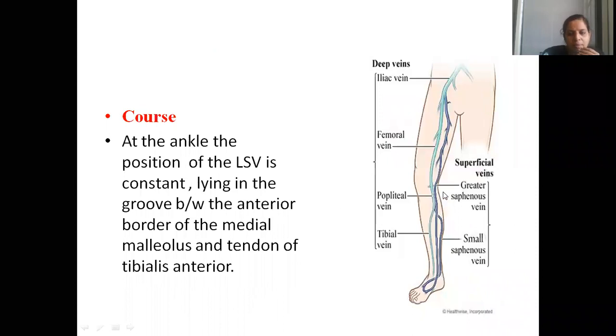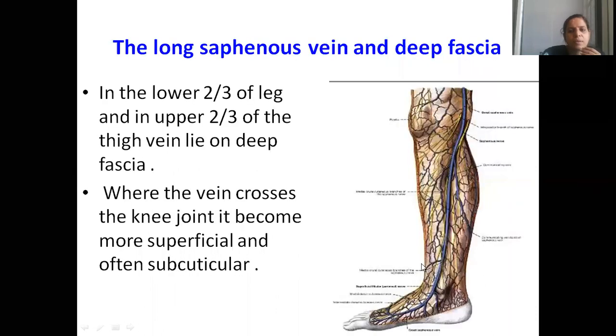So in the ankle, see this is ankle. The position of this long saphenous vein or great saphenous vein is same. So it is lying in a groove between the anterior border of medial malleolus and the tendon of tibialis anterior. Between these two, you will see the great saphenous or the long saphenous vein. So in the lower two-thirds and in the upper two-thirds of the leg, it is moving through deep fascia.